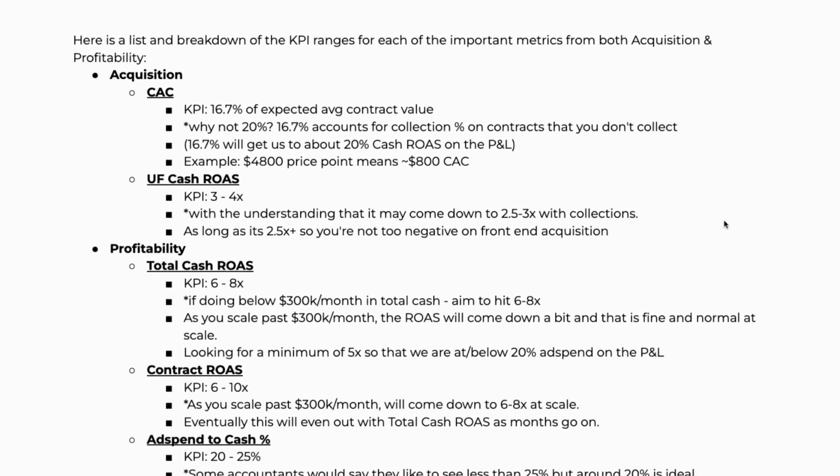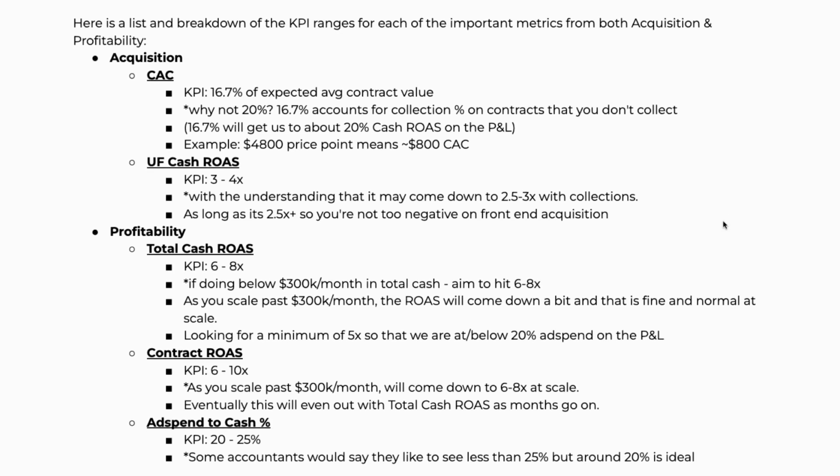Okay, so we're going to go ahead and divide these into acquisition side and then profitability side. On the acquisition side, there are 2 KPIs that you need to be familiar with. There's a KPI for CAC, and there's a KPI for upfront cash ROAS. For CAC, we want our average CAC to be 16.7% of the expected average contract value. Why not 20%? Because 16.7% accounts for those contracts that we will not collect on, because you are going to have a percentage of defaulted contracts.